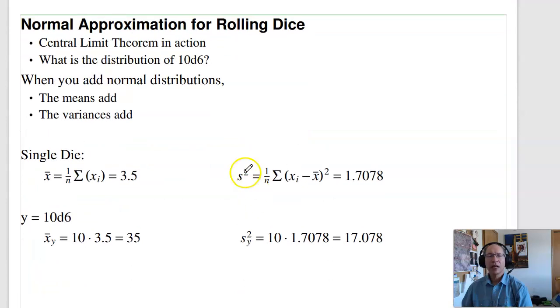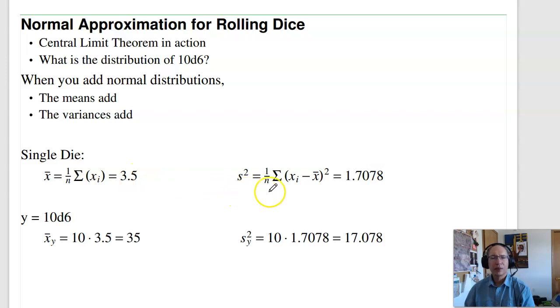If I have a six-sided die, I could use the normal approximation to determine some things. For example, suppose I were to roll 10 six-sided dice, cast a level 10 fireball. What does the distribution look like? Well, one way to do that is roll 10 six-sided dice. Another way is to use the central limit theorem and use a normal approximation. For a single die, the mean is just the average of your data. That'll be 3.5.